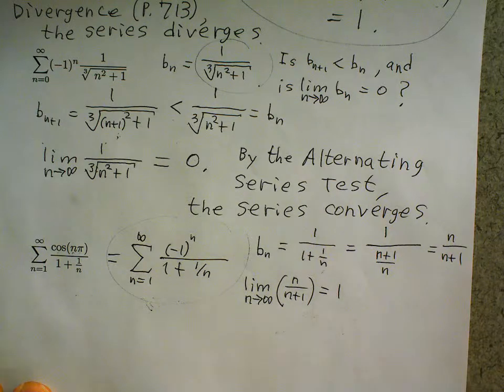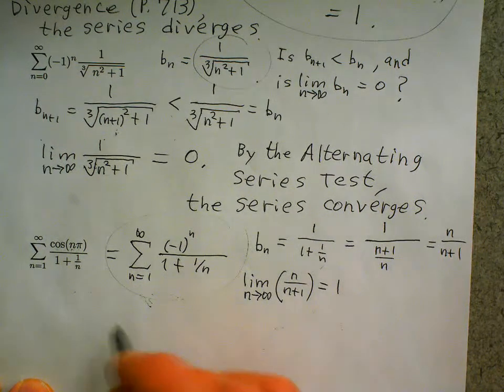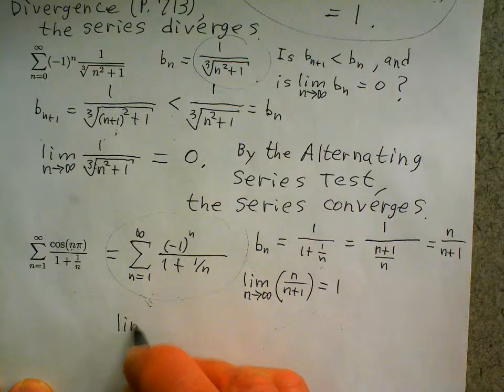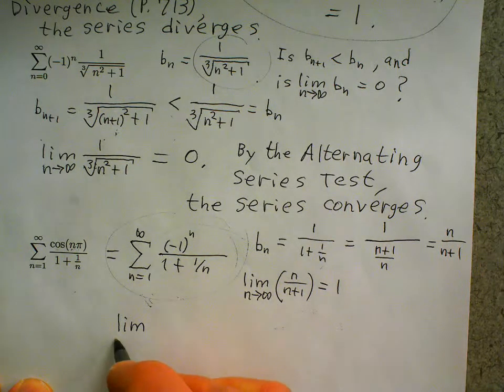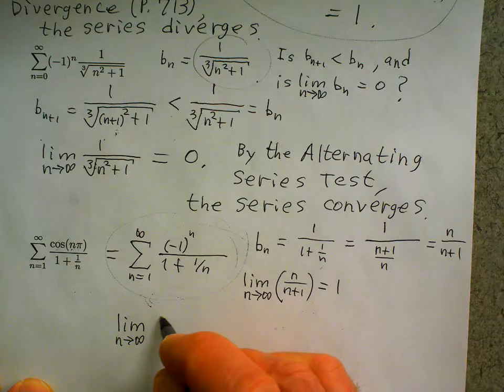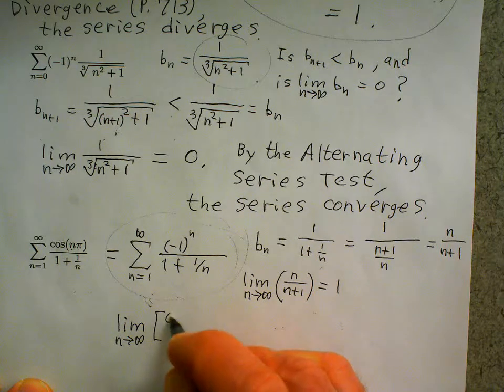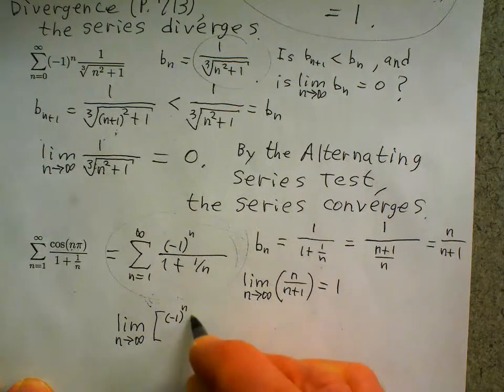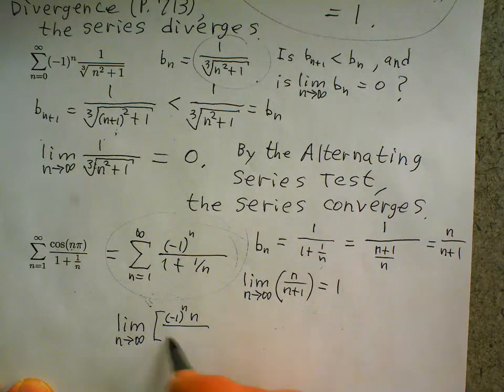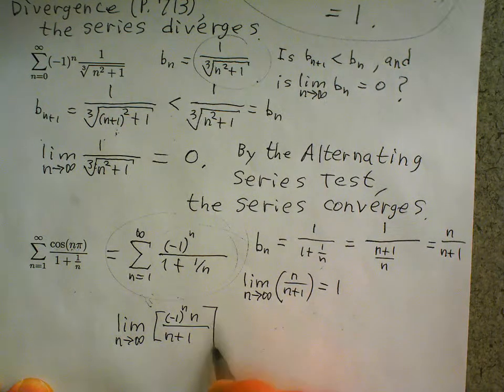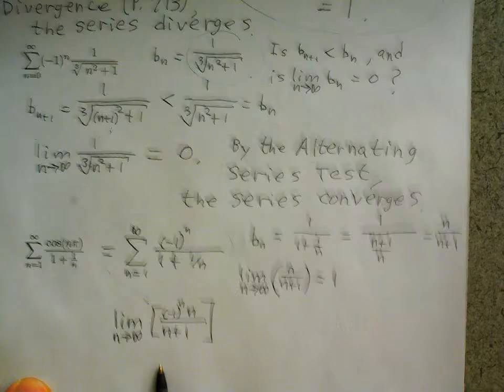Okay, but we can do what we did earlier. Compute the limit of the terms from the series. So the limit as n approaches infinity of negative 1 to the n times n over n plus 1. So what can you say about this limit?